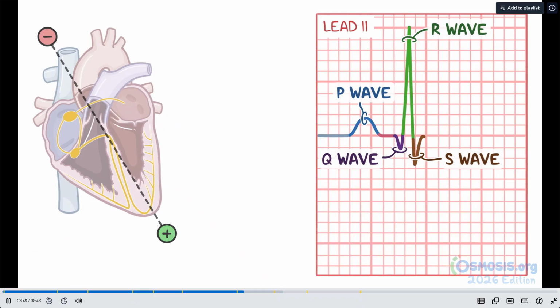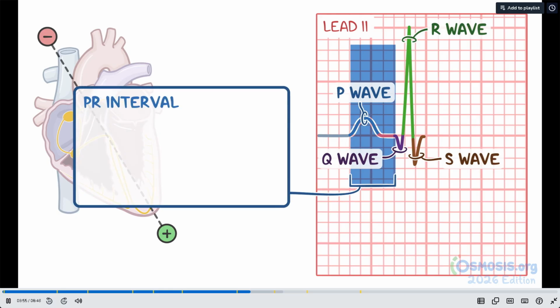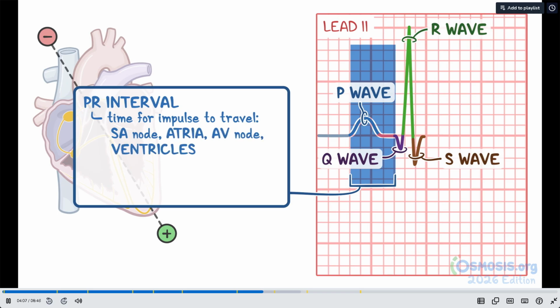Now, the interval from the beginning of the P wave to the beginning of the QRS complex is called the PR interval. This interval represents the time it takes for the electrical impulse to travel from the SA node, through the atria, through the AV node, and into the conduction system of the ventricles. Normally, it lasts between 0.12 and 0.20 seconds. If it's longer than that, it could suggest an AV block.